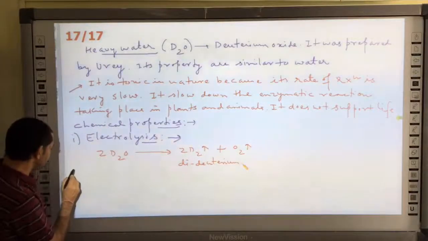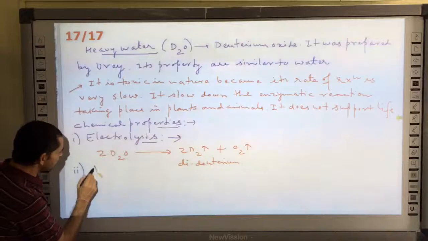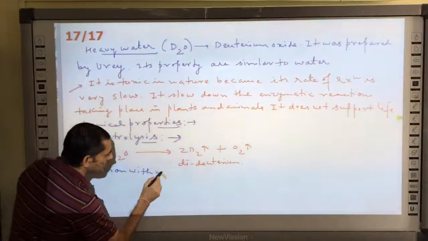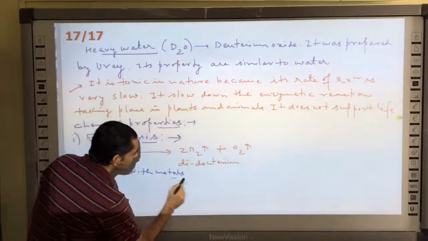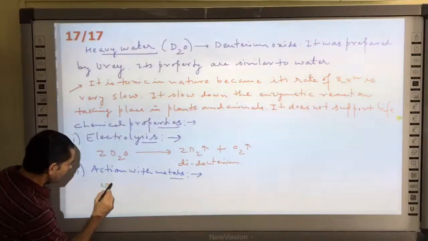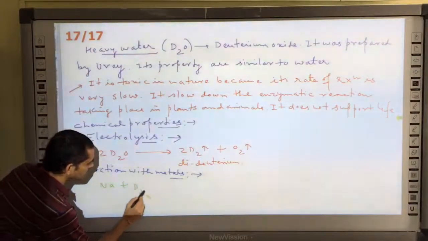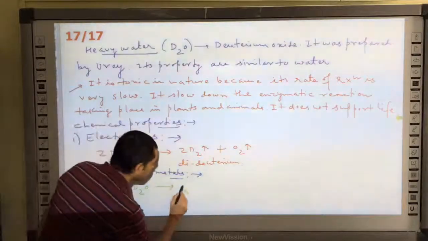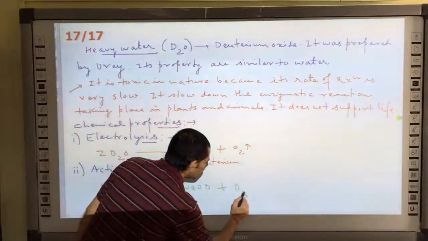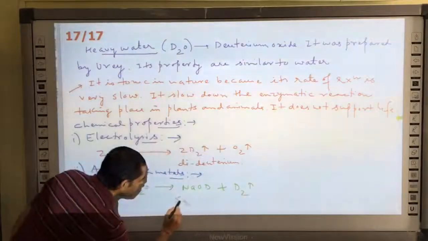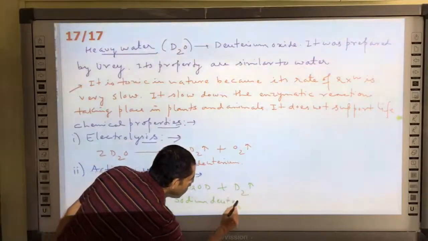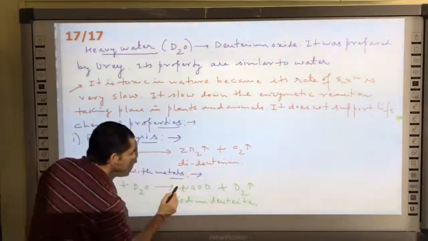Number second, action with metal. Its properties are the same as water. You react it with metal. Sodium reacts with heavy water D2O. It is forming what? Sodium deuteroxide plus D2. Sodium deuteroxide is formed.